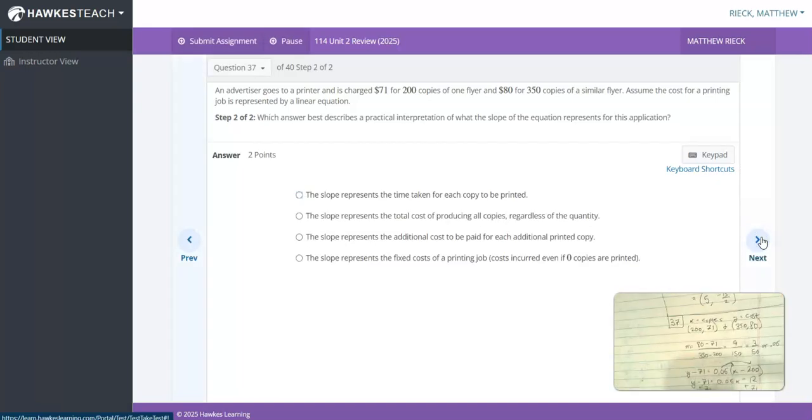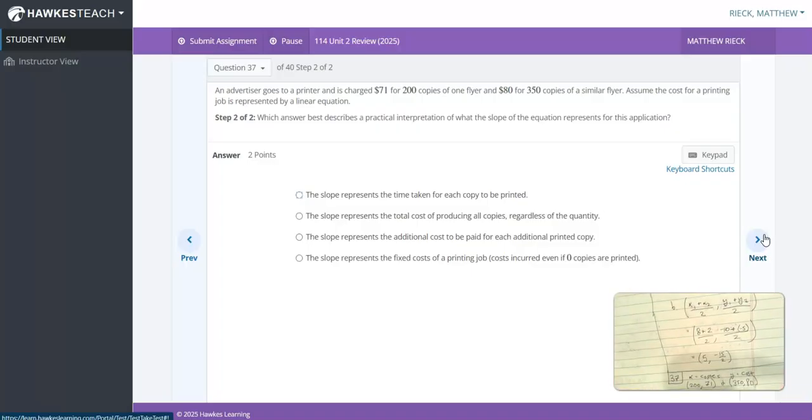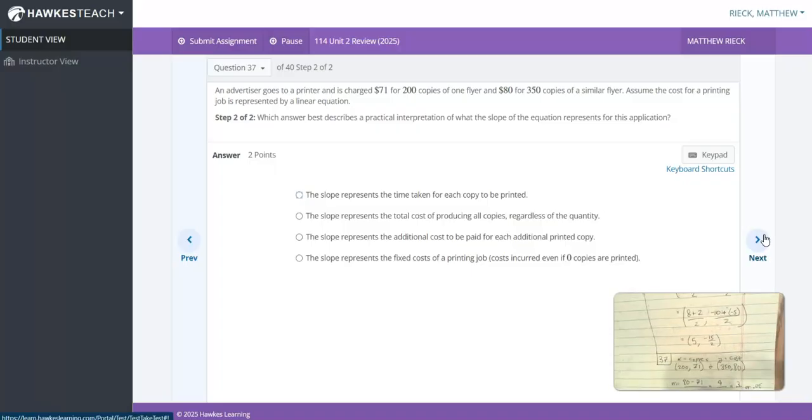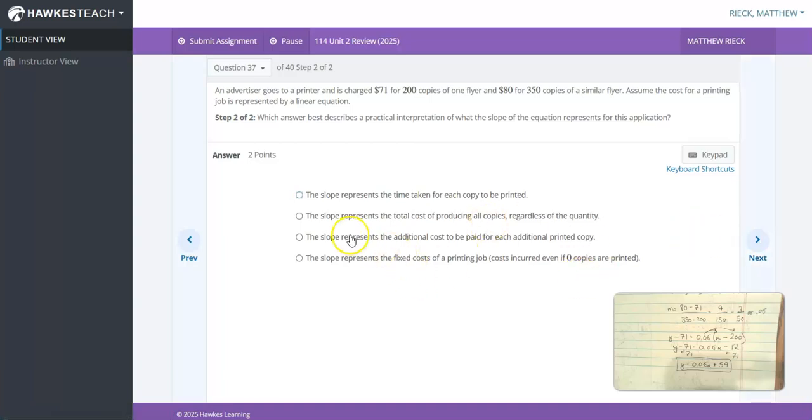Alright. So here again we're asked what these things mean. So the slope, again, is the cost divided by the copies. So the slope represents the additional cost to be paid for each additional printed copy. So here we have our base cost is 59. And then for each copy, it's 6 cents more. So slope represents the additional cost that must be paid for each additional printed copy.